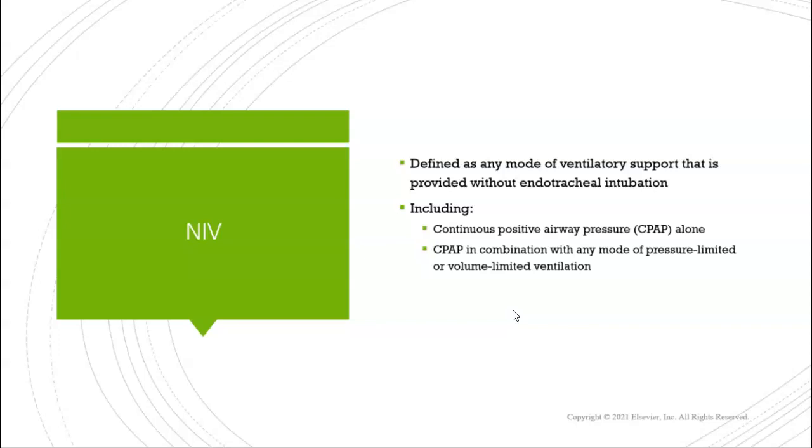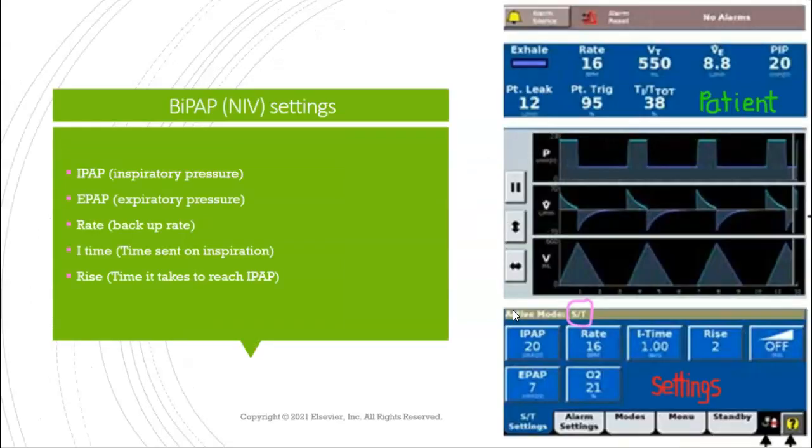So it can include just straight CPAP, where we're using one continuous pressure that the patient breathes in and out against. And then you can use that CPAP in combination with any pressure limited or volume limited ventilation. Okay, this is going to make a little more sense when I show you the next slide. This is just a picture of a V60 screen, which is a very common, or had been a very common, non-invasive ventilator that people use at the hospital. We have one in the classroom that we'll use in lab.